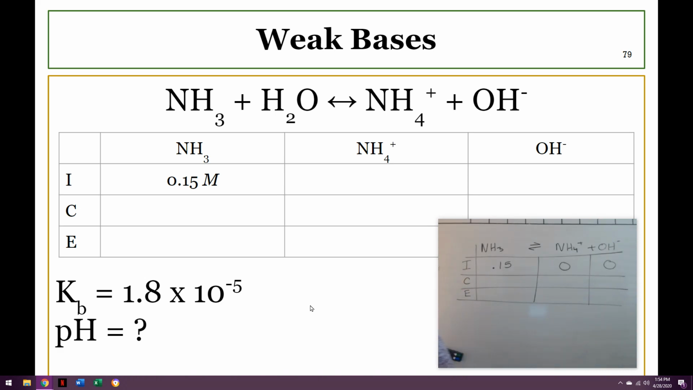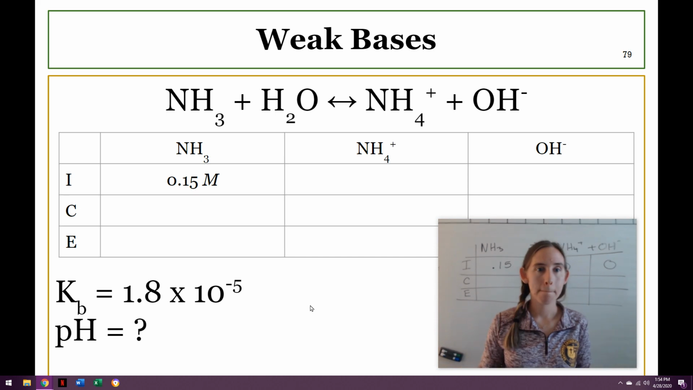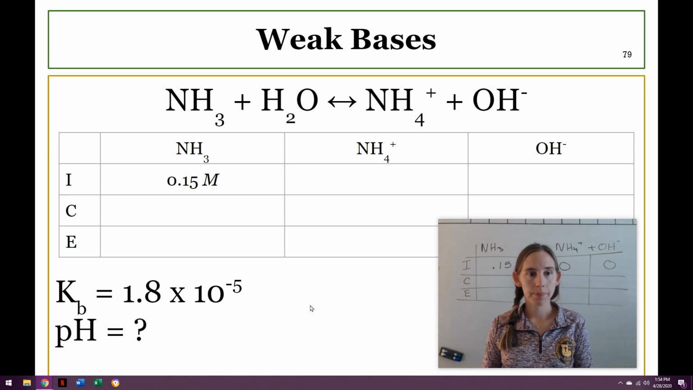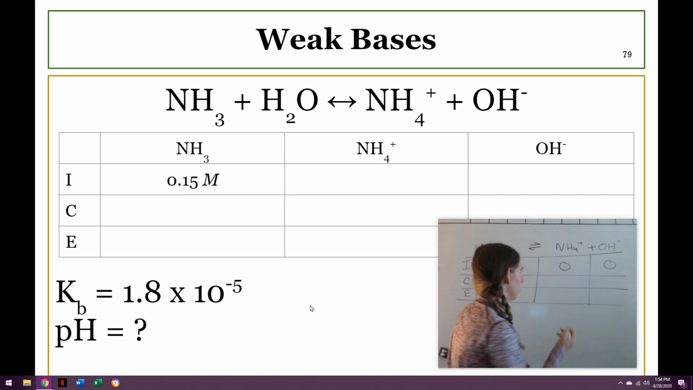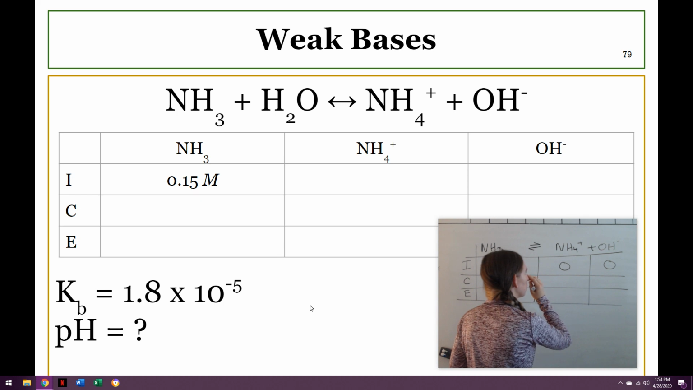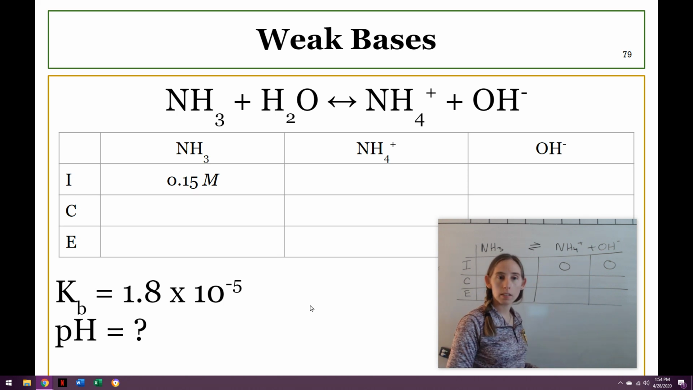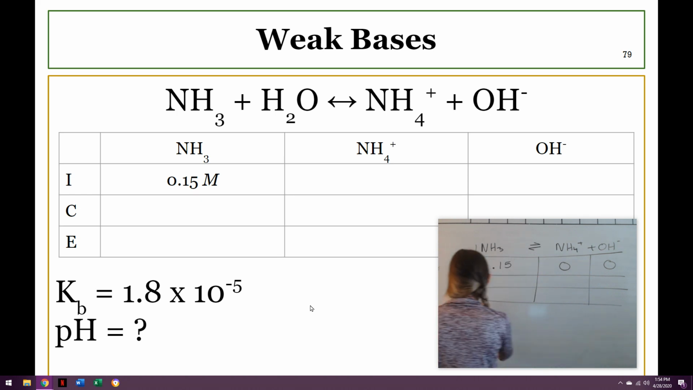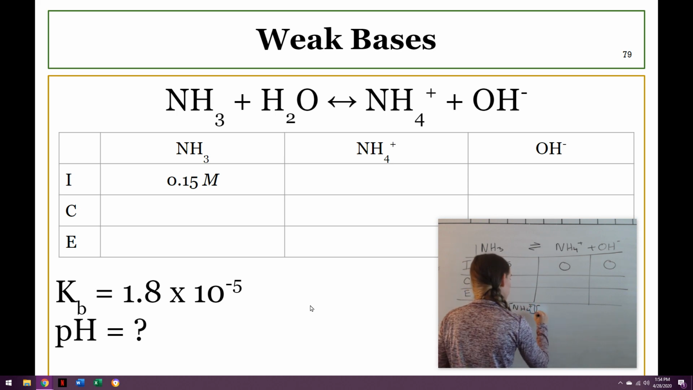What else does the problem give us? I've got to go look at that. Oh, it just gives us the Kb. We have 0 and 0. What am I missing? Kb is NH4... Oh, we have the Kb. That's my problem.